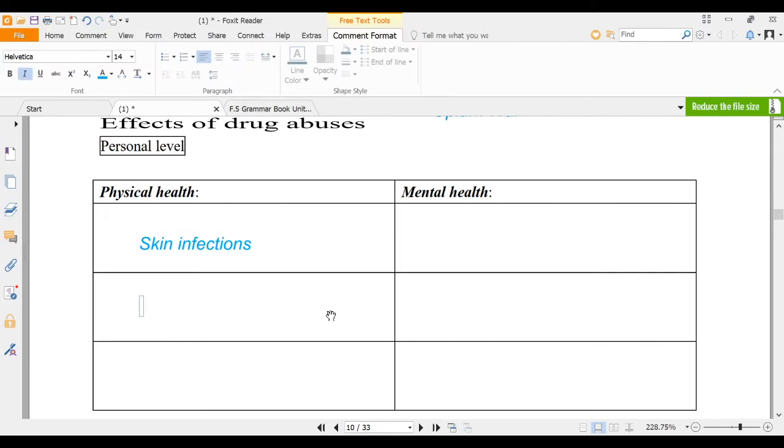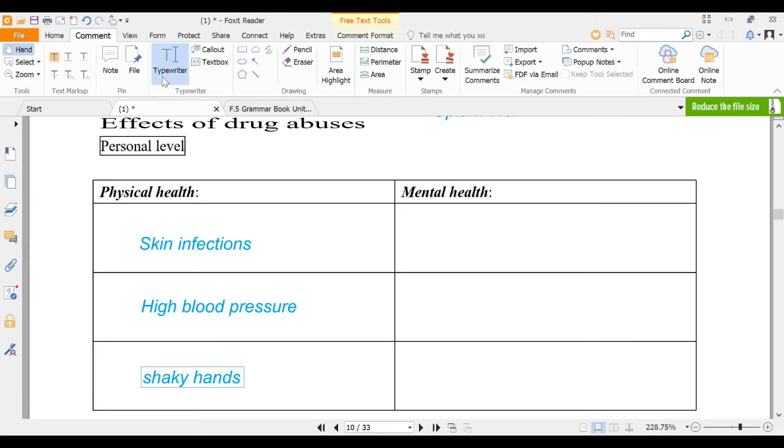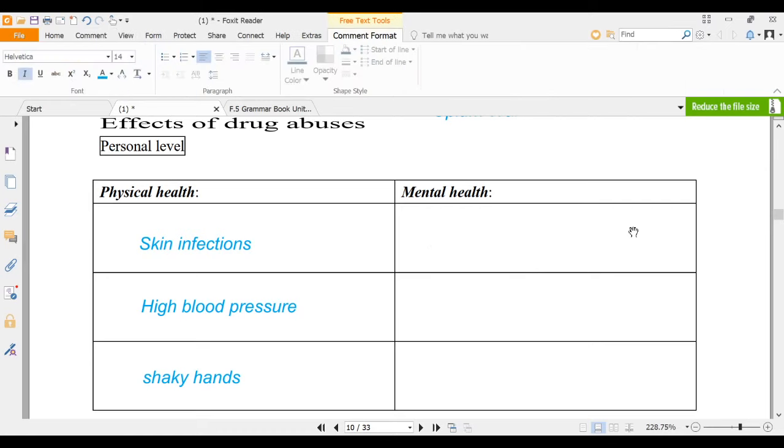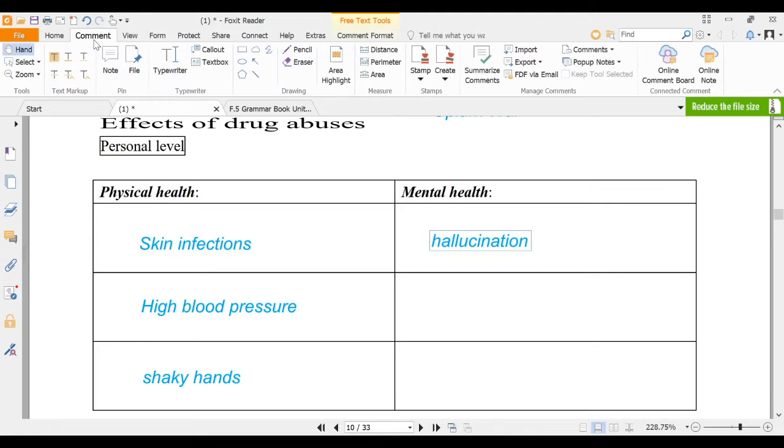Hands shaking. No, I mean shaky hands. Shaky is better, not shaking. Shaking hands would be something like 握手. Okay, shaky hands, not shaking hands. Mental health would be hallucination. 有幻覺啦. You get illusions, hallucinations, and also you could have nervous problems.